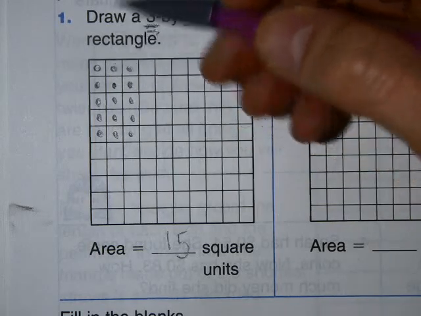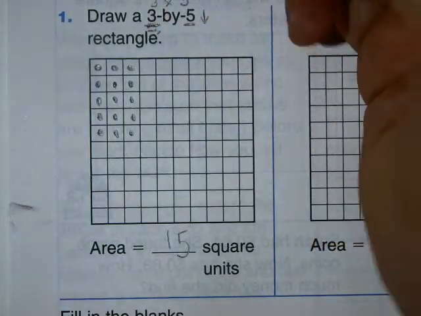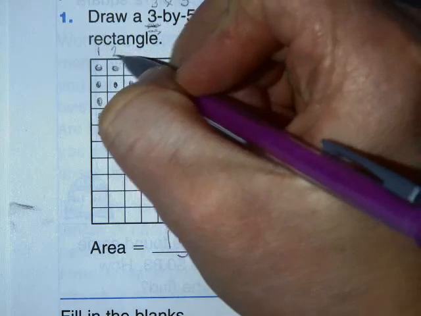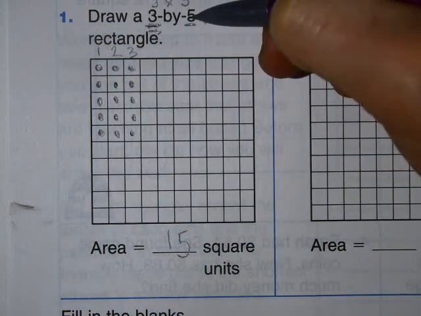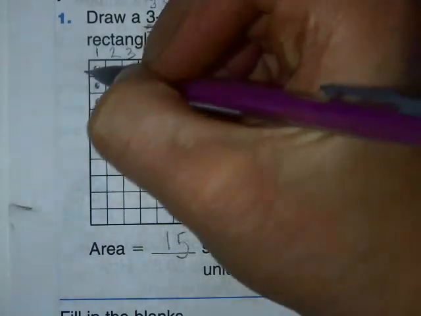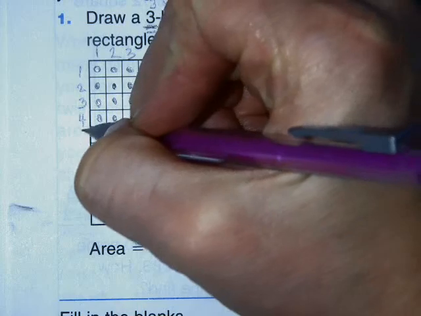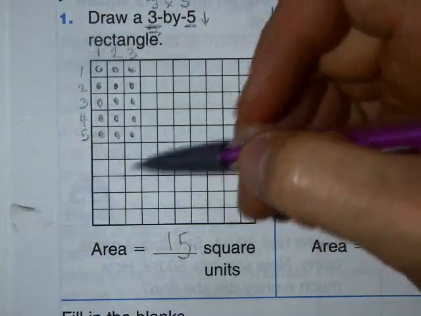The other thing that you can do is when you're drawing your rectangle, maybe it's hard for you to remember that you already did 3 across, you can do 1, 2, 3. Then you'll know to stop at 3. And for 5 down, you can do 1, 2, 3, 4, 5. And then you'll remember to stop there and you won't go past those numbers that you drew.